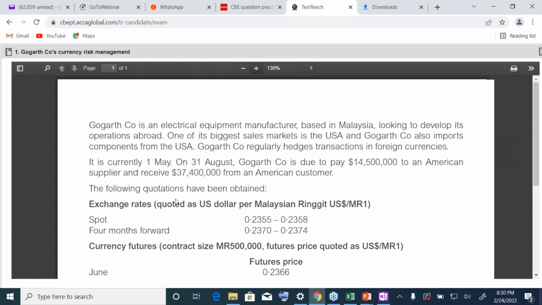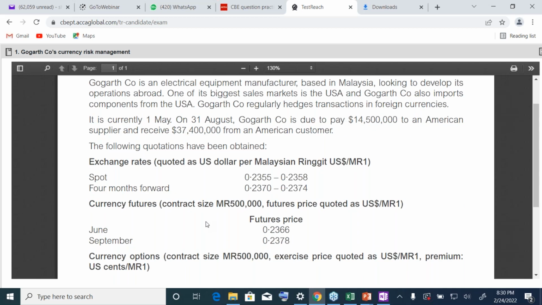Spot rates are given based on US dollar over Malaysian ringgit. A 4-month forward rate is given. Currency future is given. Contract size is 500 million ringgits. Future price is given in dollar over MYR. June and September prices are given. Obviously, we are going to receive the amount on 31st August, so we will be using the September contract.